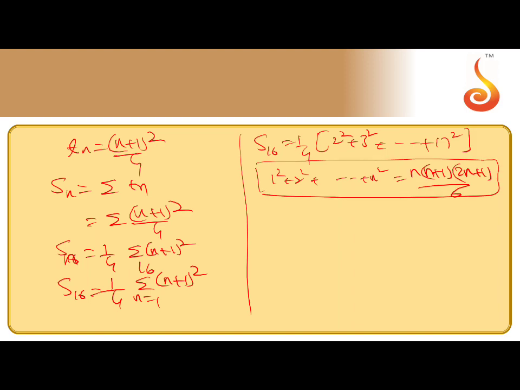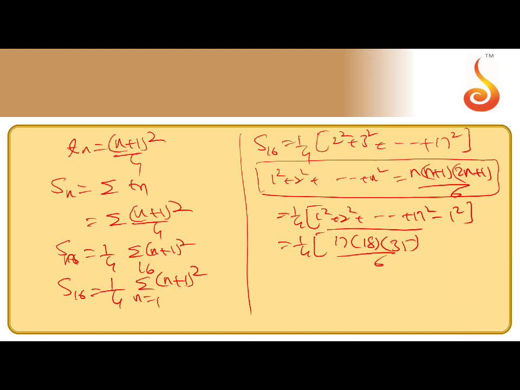But here it starts with 2 square. Add and subtract 1 here. 1 square, 2 square and so on up to 17 square, minus 1 square. Use the formula n into n plus 1 into 2n plus 1 by 6. But what is n here? 17. So 17 into 18 into, 17 into 2 is 34, plus 1, 35, by 6. I use this formula for this case. Minus 1. That is here.